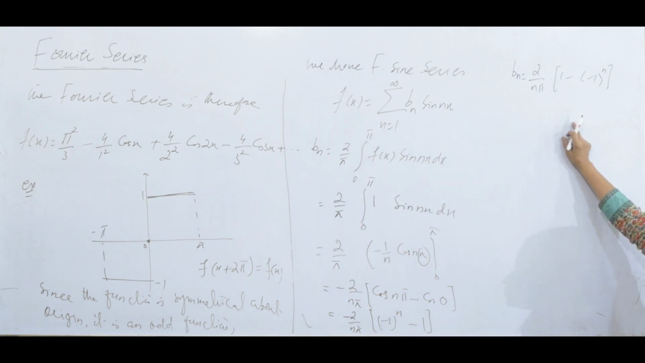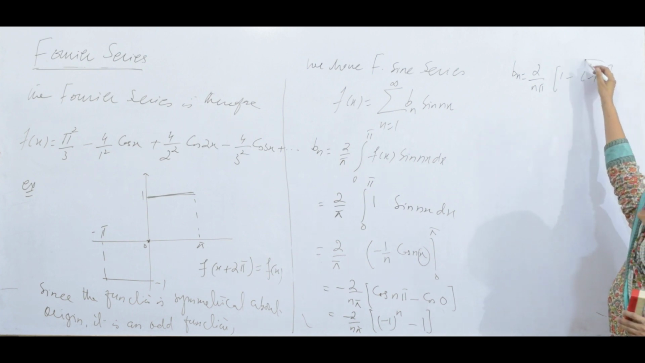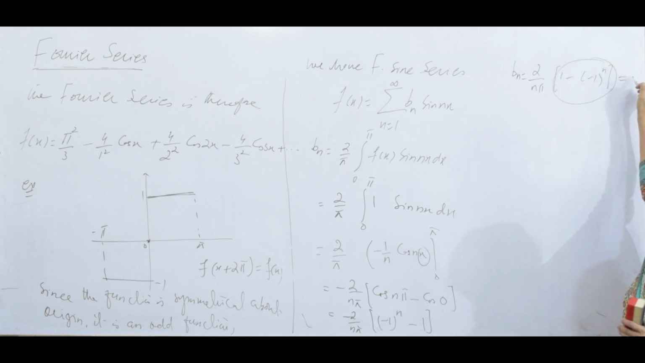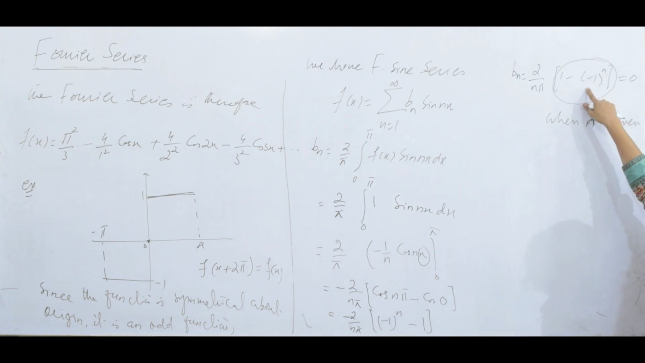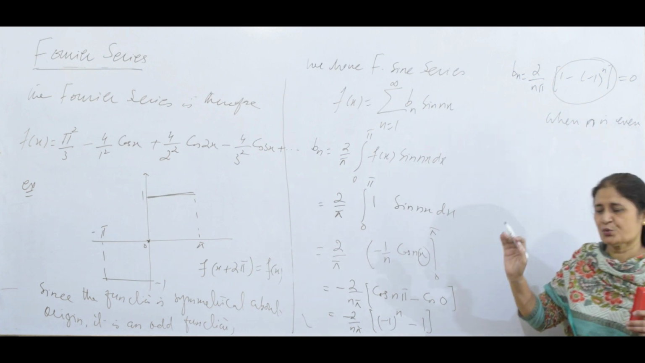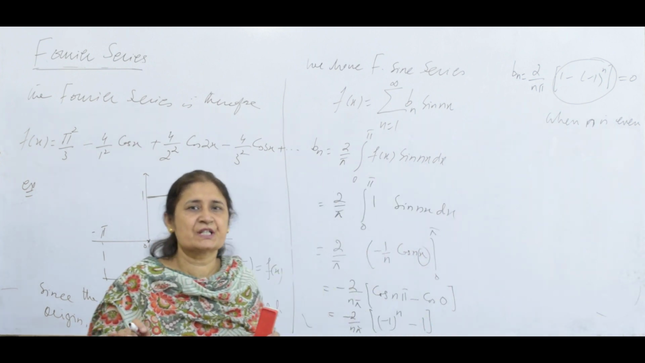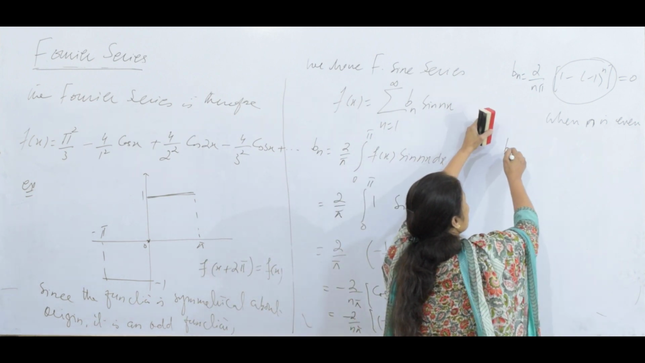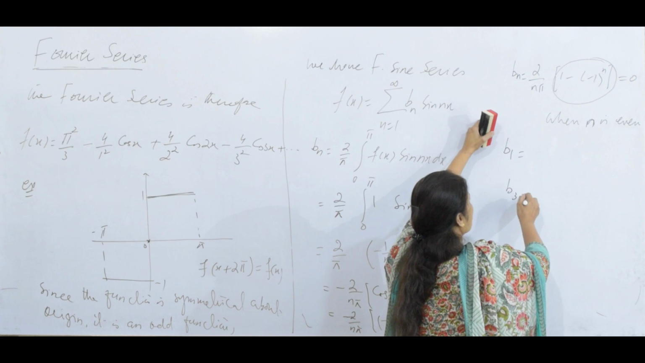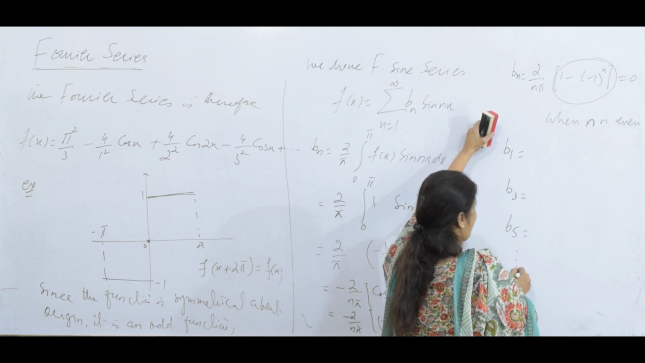If you look carefully, you will see this bracket will be 0 when n is even. Even when n is 2, so minus 1 raised to the power 2 is plus 1. That cancelled with 1. When n is 4, when n is 6, it means once you are going to have n 2, 4, 6, 8, that vanish. So do not calculate B2. So you are calculating B1, B3, B5 and odd numbers.